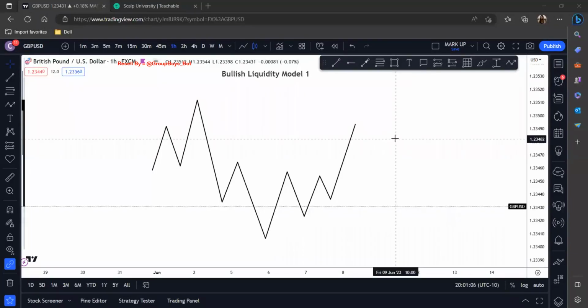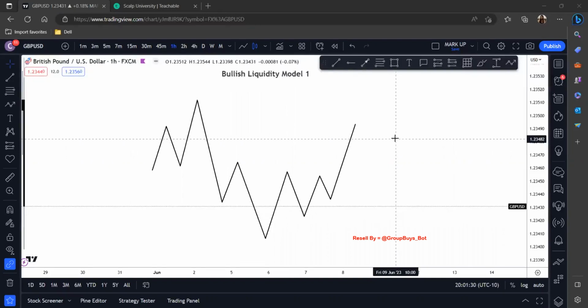Hey guys, so for today's lesson, we are going to be going through some models for liquidity. I'm going to be getting into three bullish models that you're going to see a lot of the times in the market. And we're also going to be going over three bearish liquidity models as well. Okay, so videos are not going to be long.